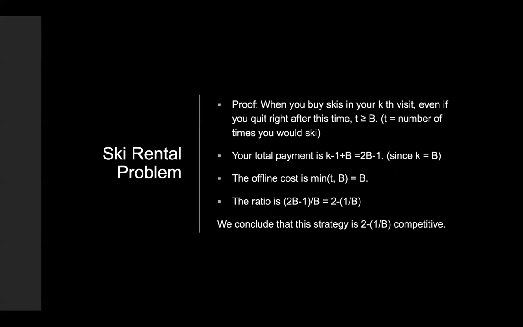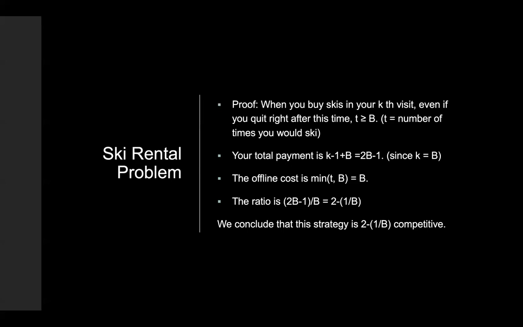If you knew the number of times you would ski in advance, then you would choose either to buy or rent the ski accordingly. This here is the offline optimal algorithm. The offline cost would be minimum of t comma b, which is b here.